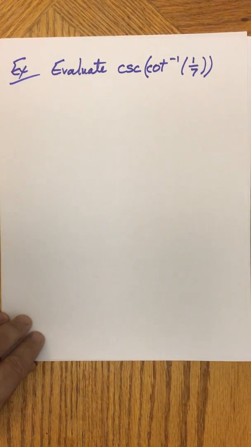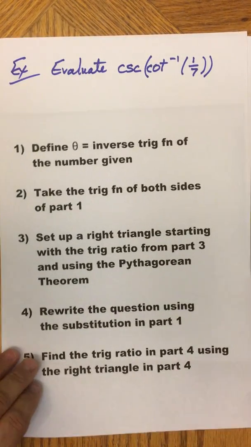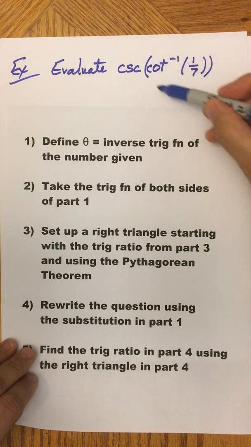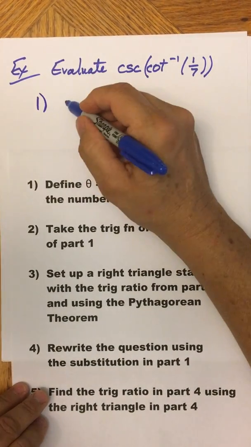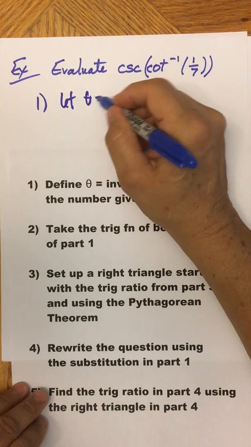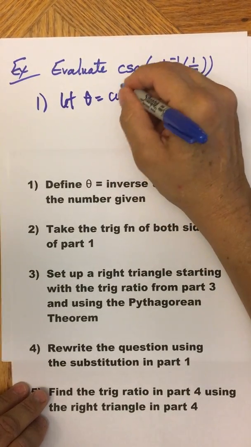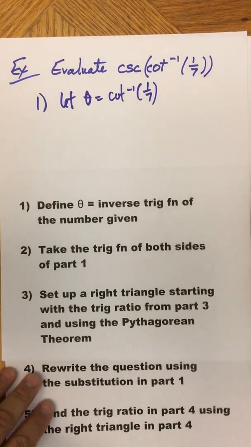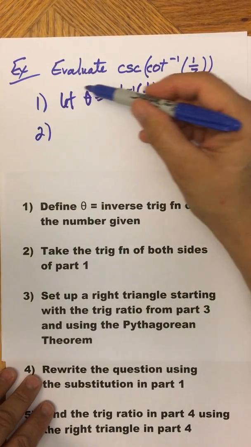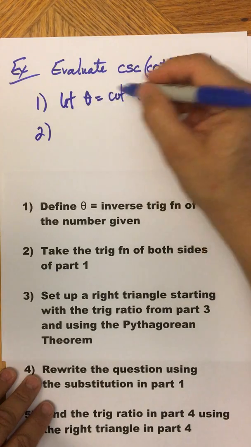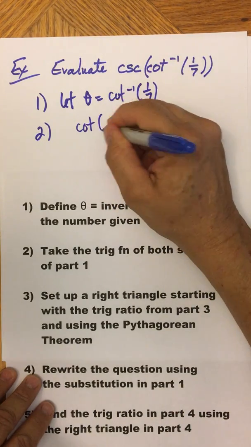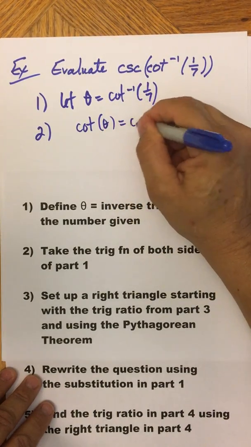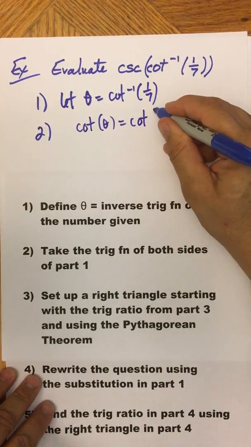So evaluate this. Step 1. Here's my inverse trig function. So for 1, I'm going to say let theta equal cotangent inverse of 1/7. Okay. Now I'm going to go ahead and take the trigonometric function. So I'm going to take the cotangent of both sides. And this is not multiplication. I'm actually taking the trig function of both sides.